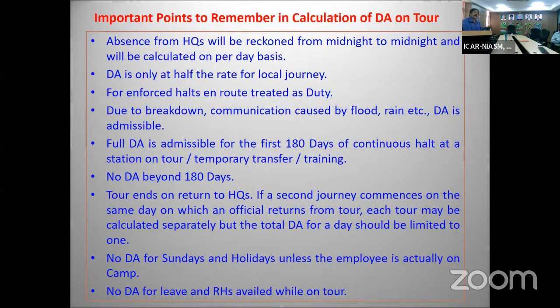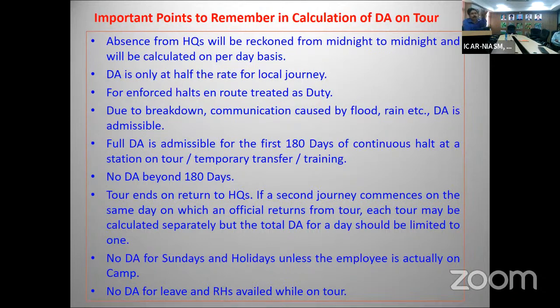Okay, DA is calculated from midnight to midnight. Means when I start my journey on Monday the 13th, so what will be the DA rate? On 13th, DA will be calculated from 12 midnight. Like that only, DA will be calculated from 12 midnight.